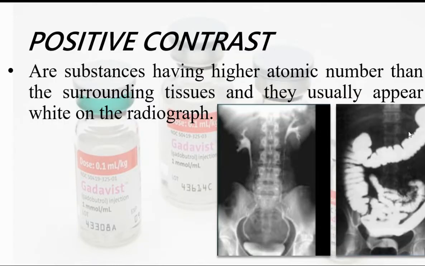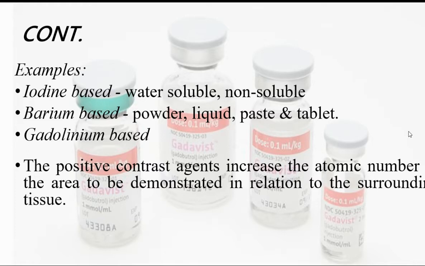Positive contrast are substances having higher atomic number than the surrounding tissues and they usually appear white on the radiograph. They will appear white because the contrast absorbs X-ray. Examples are iodine base, barium base, and gadolinium base. Iodine base is classified into two, water-soluble and non-soluble. When we say water-soluble, it can dissolve in water, and the non-soluble cannot dissolve in water.